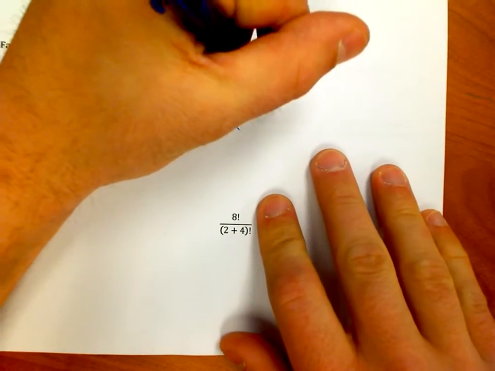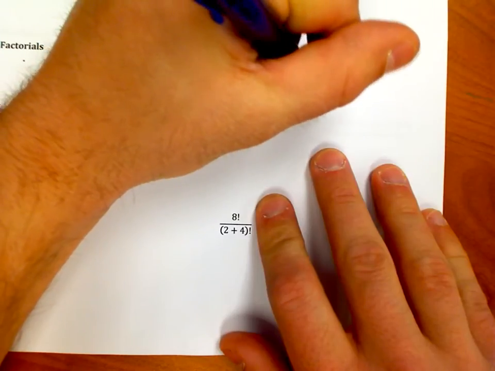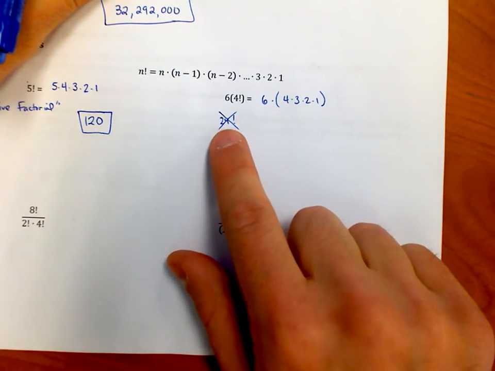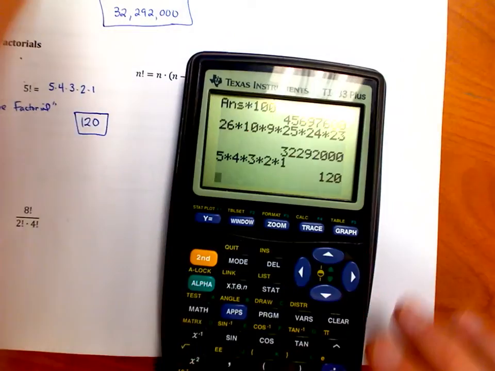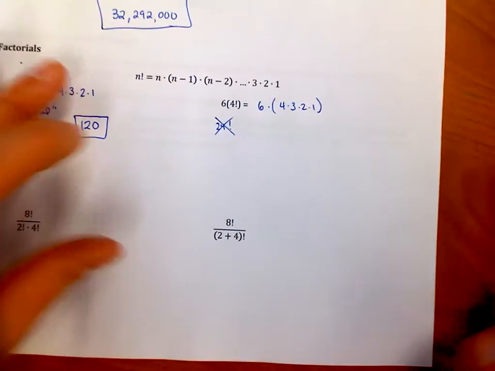So I have 6 times, and then it's 4 times 3 times 2 times 1 for the 4 factorial. Okay, a lot different than 24 times 23 times 22 times 21. So if I go through and I multiply these out, what is 6 times 4 times 3 times 2 times 1? It's 144.